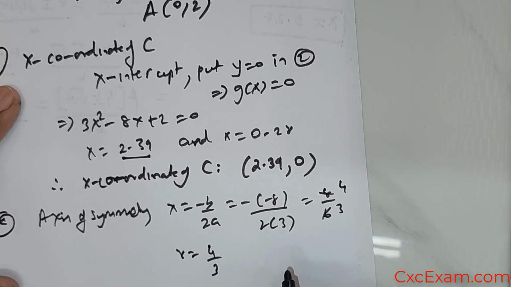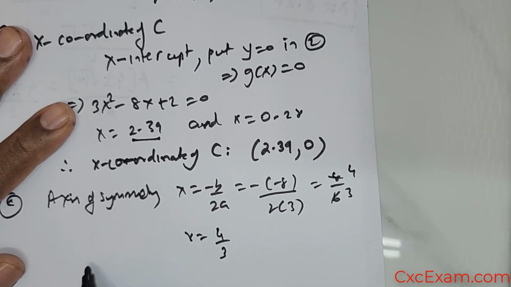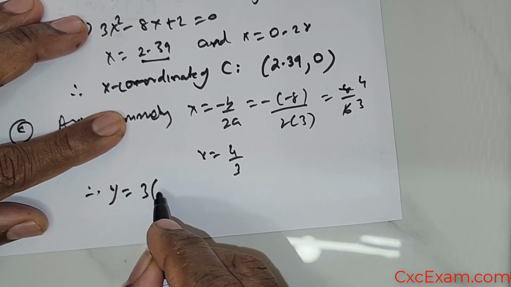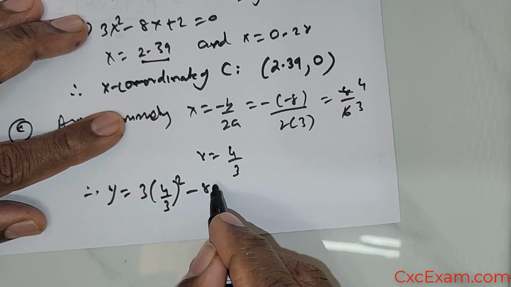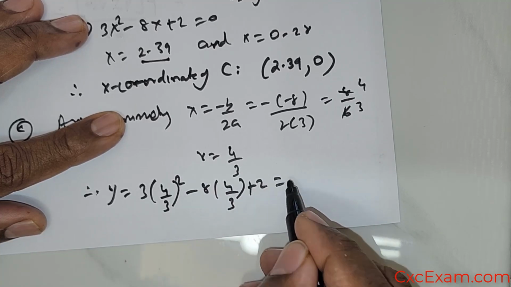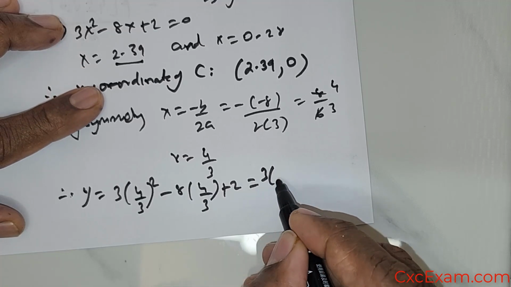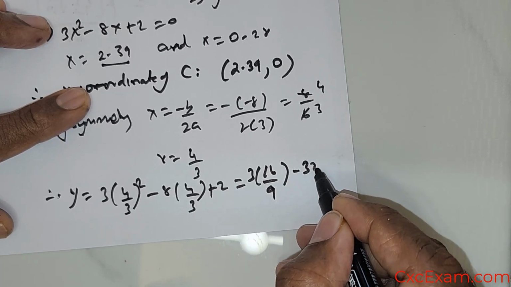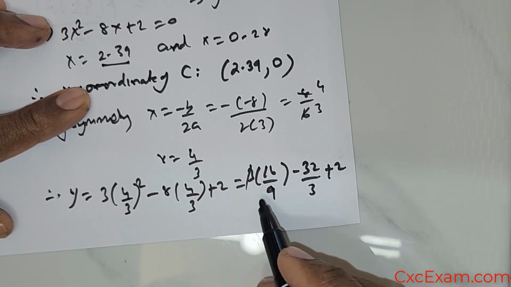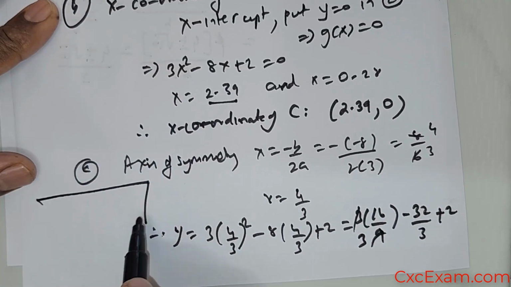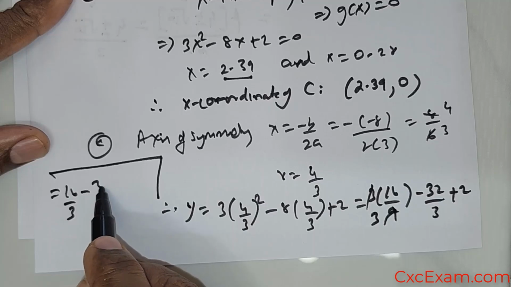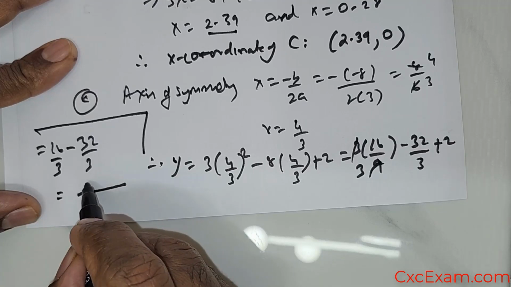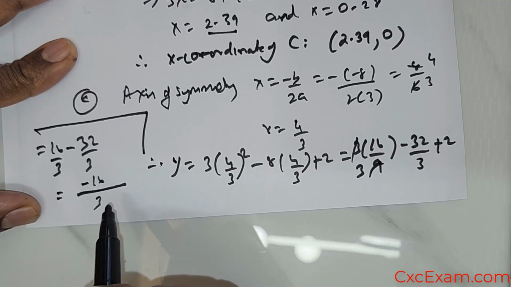Now when x is equal to 4 over 3, we need to get the value of y. So the value of y is going to be 3 times 4 over 3 whole squared negative 8 times 4 over 3 positive 2. So this is 3 times 16 over 9, negative 32 over 3 positive 2. So 3 divides here 3 times. You need to simplify that value. So 16 over 3 negative 32 over 3 gives us negative 16 over 3, right?